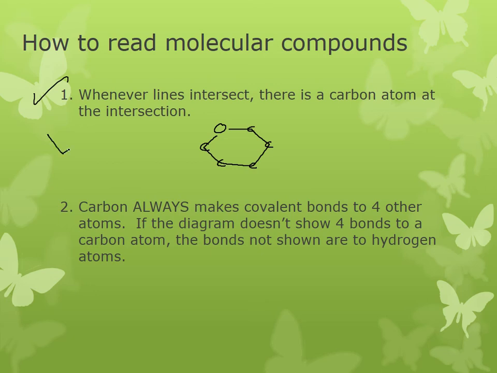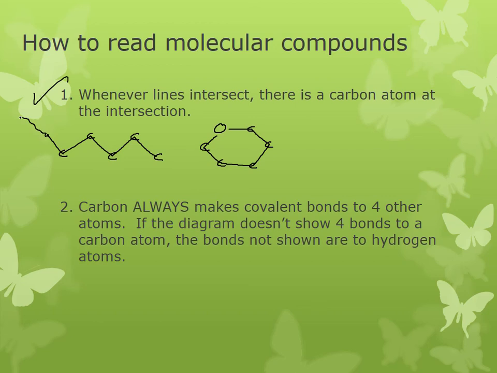Sometimes you'll even see it looks like this. We'll see different compounds that look like this. And you're like, okay, well, every time lines intersect, there's a carbon there. Okay, this would be connected off to something bigger. That's what step 1 really means. Step 2, or pointer number 2, okay? Carbon always makes covalent bonds to 4 other atoms. It has to. It will keep grabbing hydrogens to make sure it has 4.